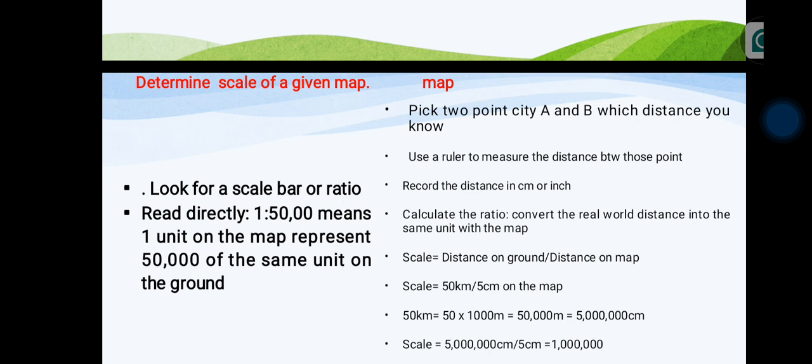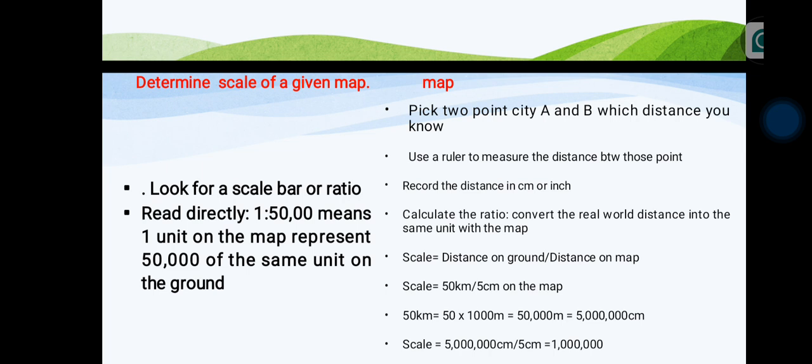Then you calculate the ratio by doing what? Converting the real world distance into the same unit as the map. Then you use this formula: scale equals distance on the ground divided by distance on the map, which is 50 kilometers divided by 5 centimeters on the map.